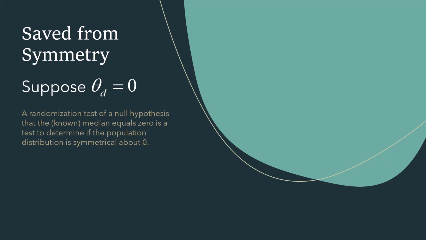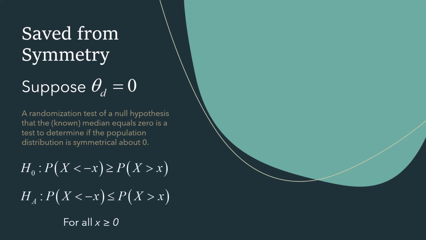Let me show you a strange-looking null and alternative hypothesis. It's not going to feel that strange if I tell you what it is in words. The null hypothesis states that if you were to randomly pick a score from a distribution and look at the absolute value of that score, and then look at the sign, the probability that that would be a positive sign is less than the probability that that would be a negative sign.